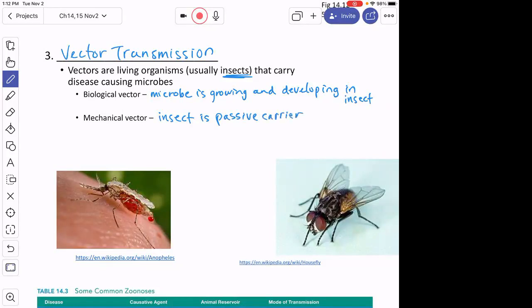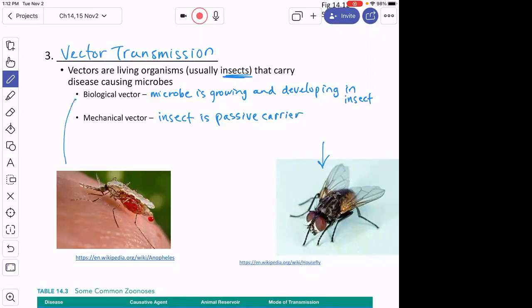Okay, so the best example I can think of a mechanical vector is maybe a housefly that lands on the manure pile in the farmyard and then flies to the picnic on the potato salad and maybe carries some intestinal pathogen from the manure onto the potato salad, and it grows and divides there. So it's just that the pathogen is just kind of hitching a ride.